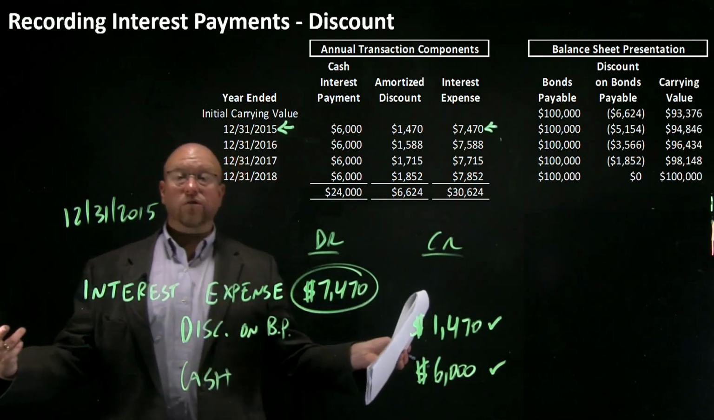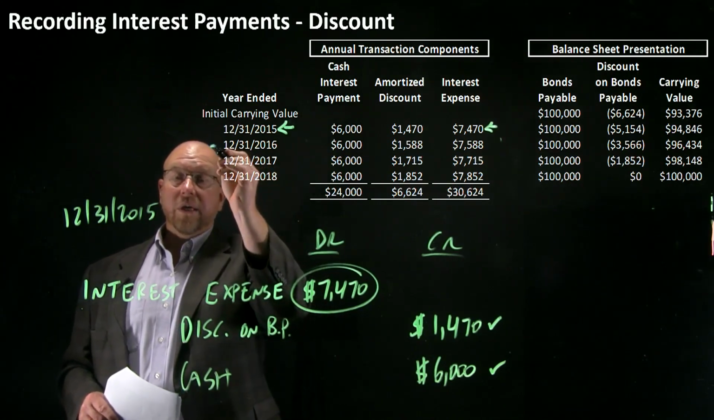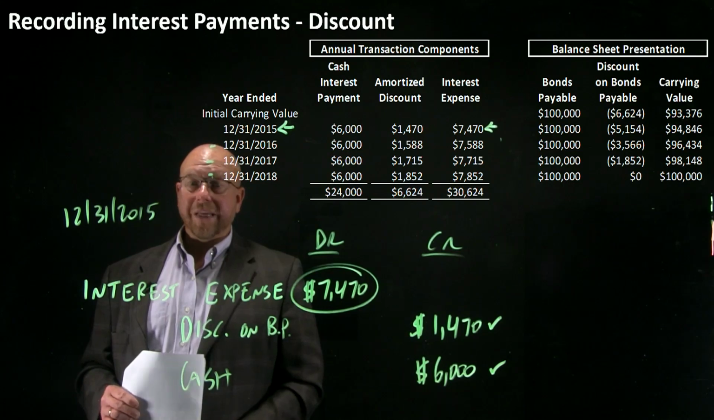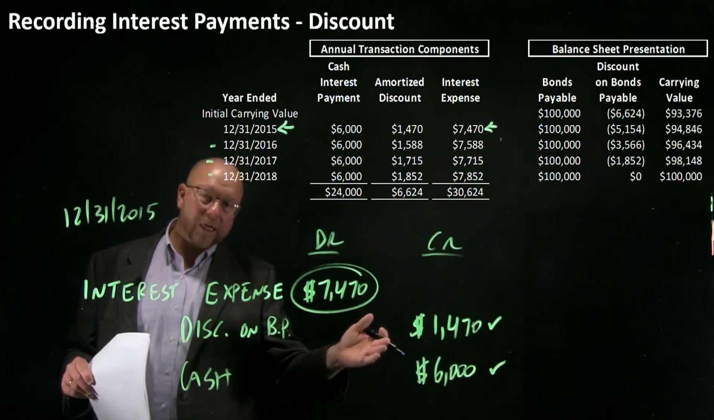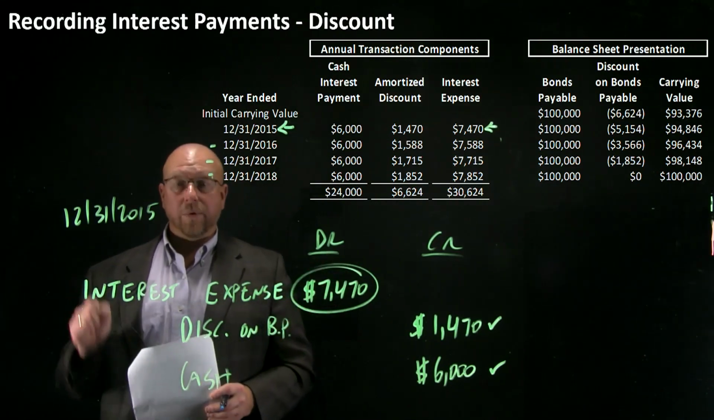Now, if you understand the structure for this particular journal entry right here, you should have no difficulty recording the payments for any of these 3 years right here. The structure will be the same. The numbers will be a little bit different in this case, but if you can do one period, you can do any of the others, I promise.